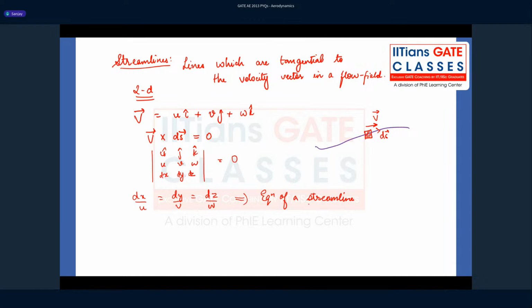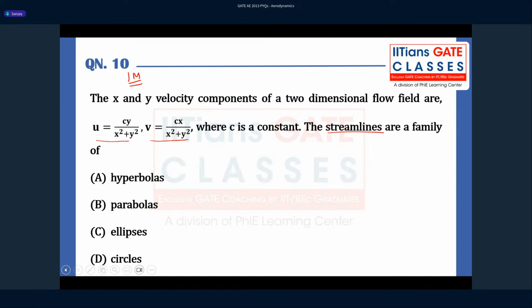Okay, this is the equation of a streamline. So let's use this equation now to solve the question that we have, right? For us, they have given the velocity components already. So what are the velocity components? U is equal to cy by x square plus y square. V is equal to cx by x square plus y square, right? These are the velocity components that are given to you.